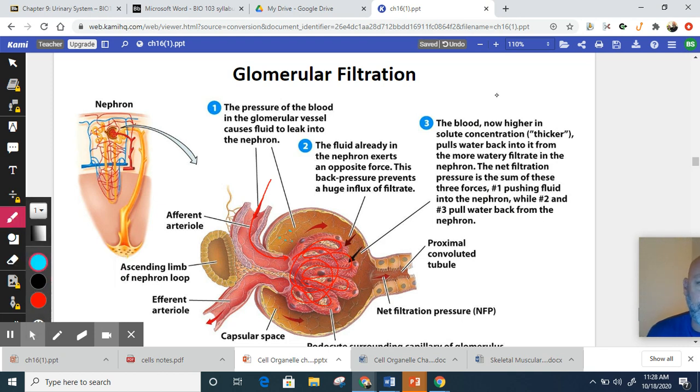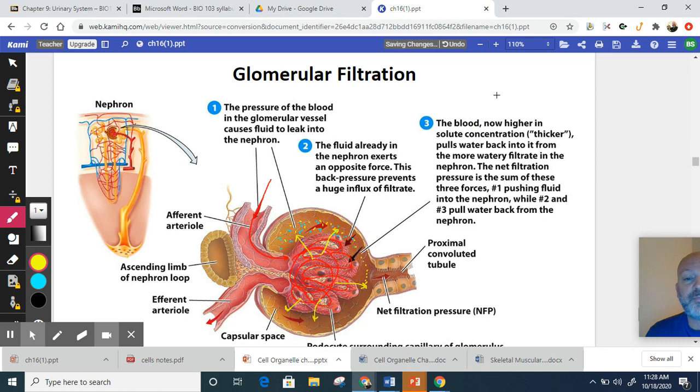There's already fluids in here. So the pressure that is exerted on the blood here has to be greater than the back pressure from the fluid that is already in there. If it is, then we're going to have materials, plasma, and other materials, glucose, amino acids, nitrogenous waste, filling up this space.